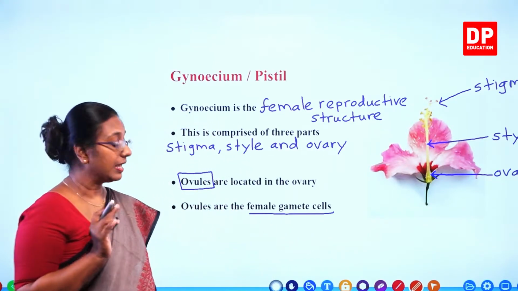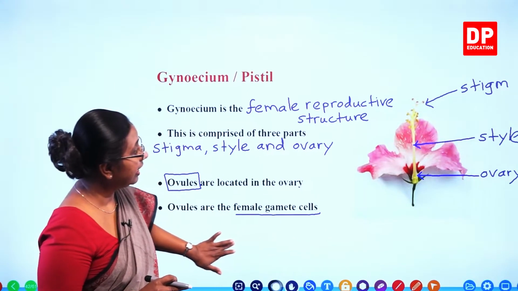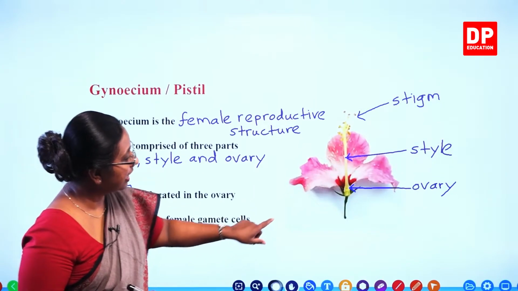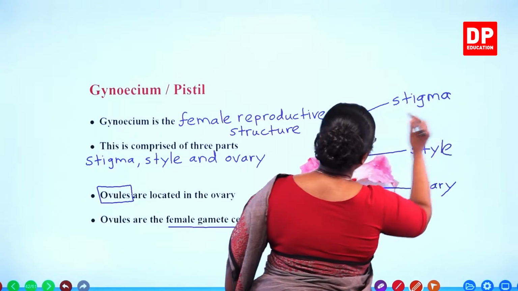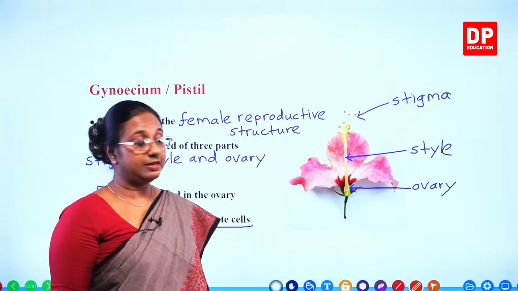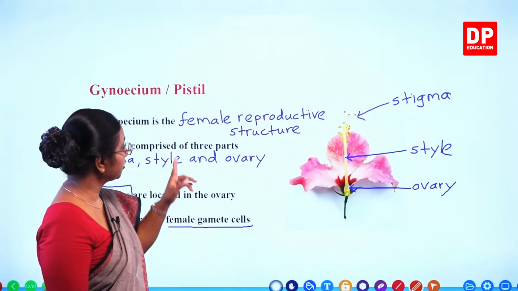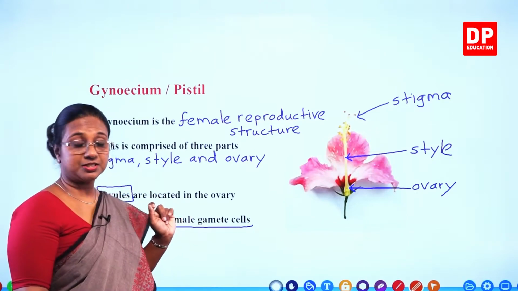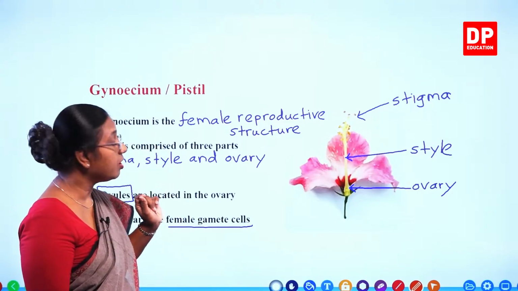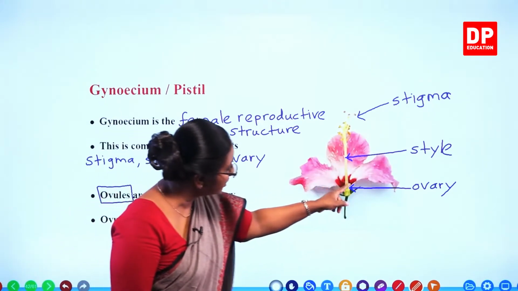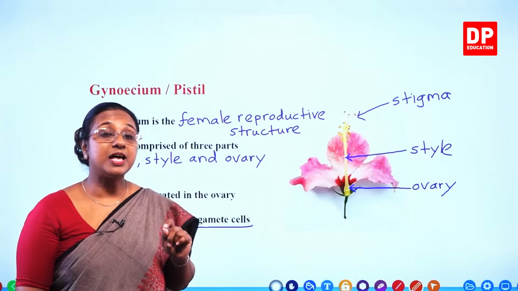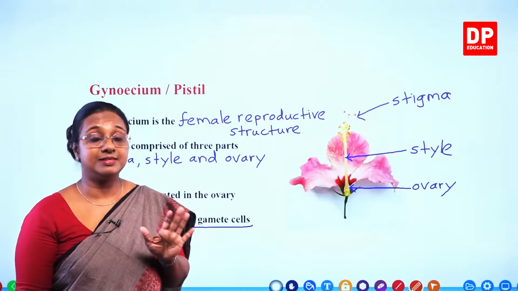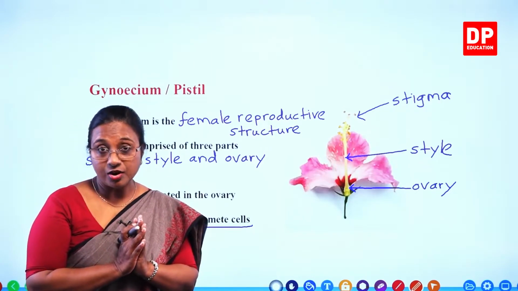So all what I have explained, we will again look at the picture. You can see there ovary, style and stigma. Those are the three parts of the female reproductive structure, that is gynoecium or pistil. And inside the ovary only ovules are produced. And these ovules are the female gamete cells. Is that clear to you all students?